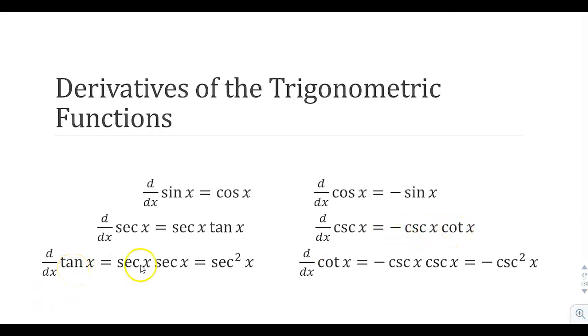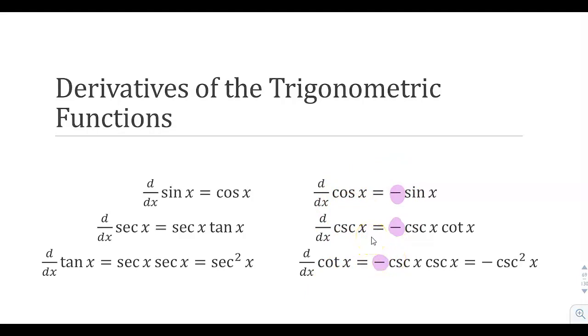The derivative of tangent is secant squared. And the derivative of cotangent is negative cosecant squared. So there are a couple of things I want you to recognize that will help you remember these. Let's start with the fact that the derivatives of the trig functions that start with cosine, cosecant, and cotangent, so these right three derivatives, are all negative. So that's one helpful thing to remember. All the derivatives of the ones that start with co are negative.